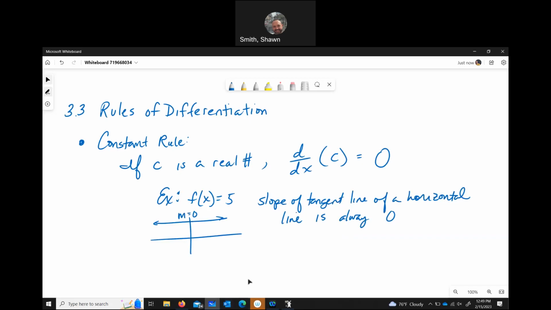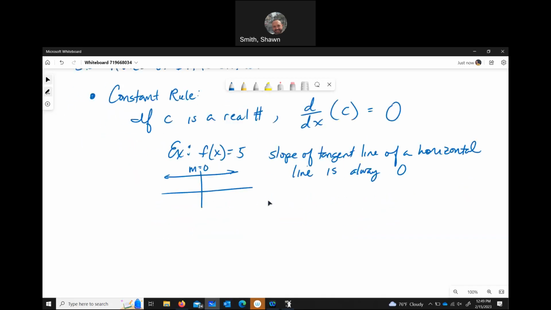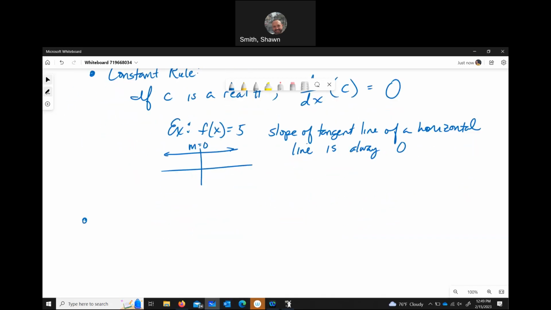All right, the next rule is probably the most useful rule in calculus as far as taking derivatives. It's called the power rule. And we're going to start off using our exponents to be positive integers only right now. It applies later on to negatives and fractionals and stuff like that, but we'll keep it positive. We'll get to those later. So if m is a positive integer, such as 1, 2, 3, 4, 5, 6, 7, going on and on, right?